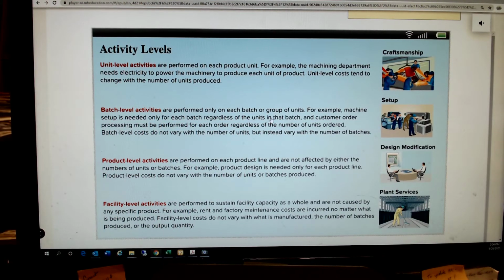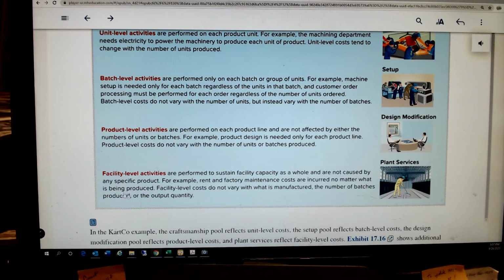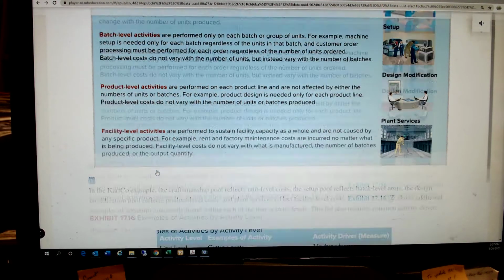Know at what level costs are assigned. Are costs assigned for every unit I produce, or for every batch I run, like a setup cost, or for every product I produce, like maybe a registration cost for every product, regardless of how many batches I run or how many units I produce? Or is it incurred at the factory level or facility level, like the president's salary or the rent on the factory? We're going to pay a certain amount of rent regardless of how many products I make or batches I run or units I make.